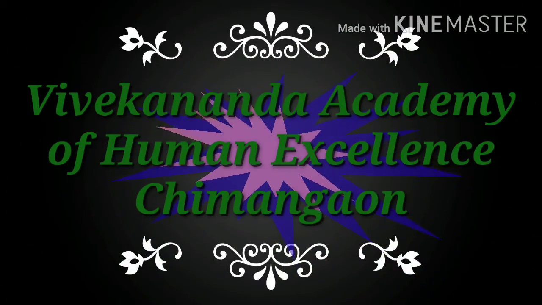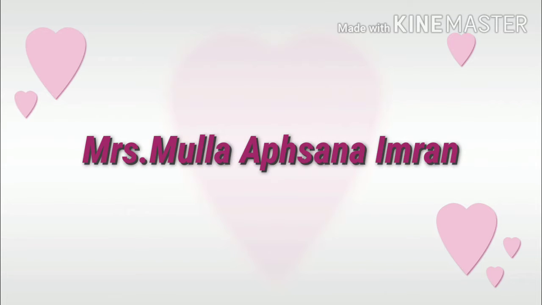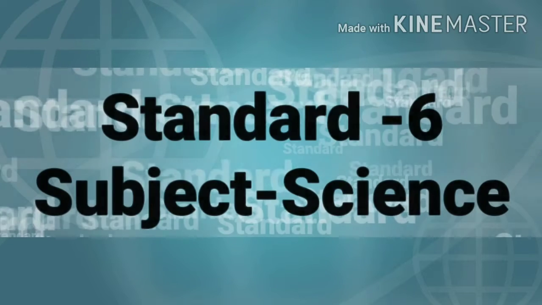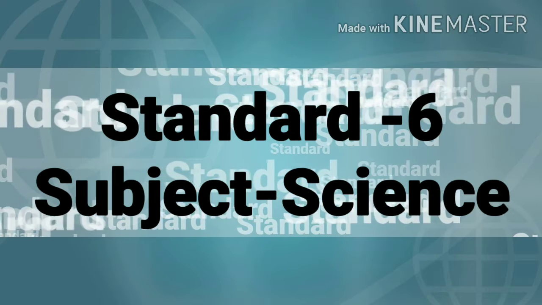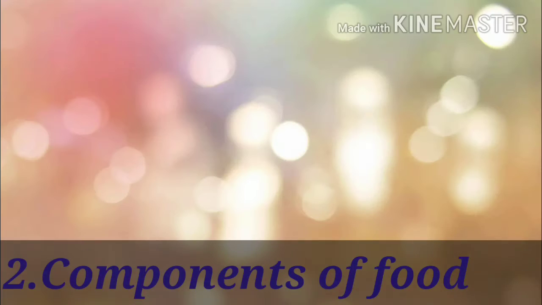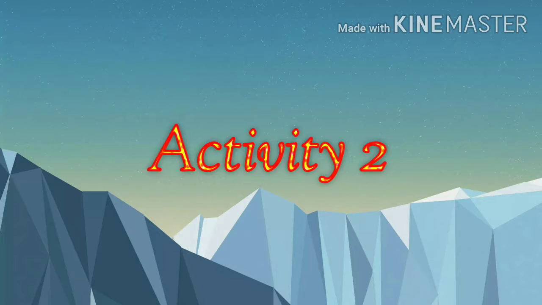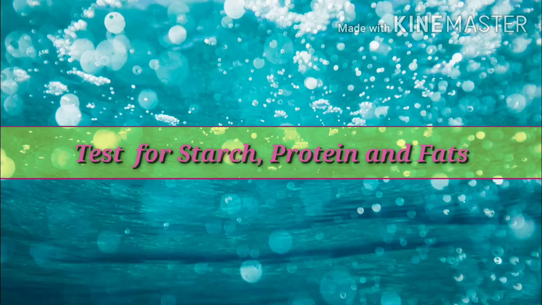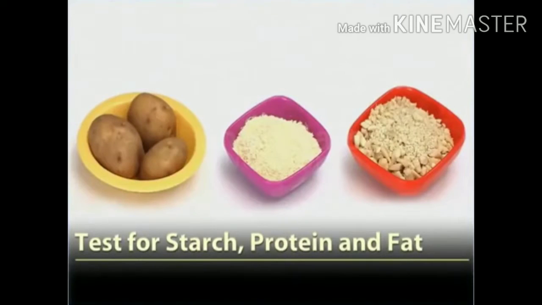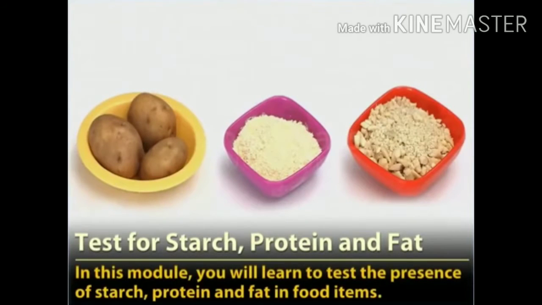Students, you have learned that the major nutrients are needed by our body which we get from food. These are carbohydrates, proteins, fats, vitamins and minerals. Let's begin by tasting different food items to see if they contain starch, protein or fats. So, in this module, we will learn to test for starch, protein and fat in the food items.